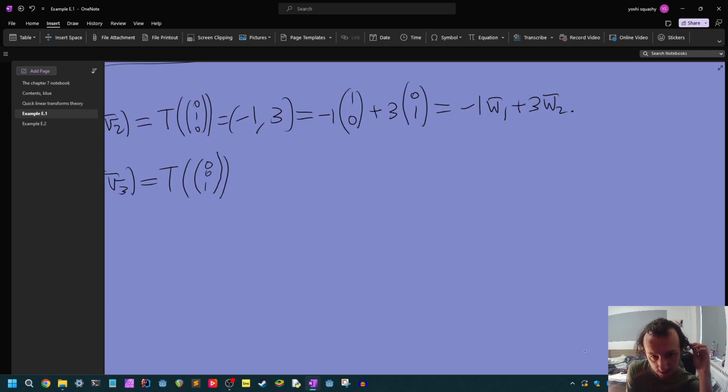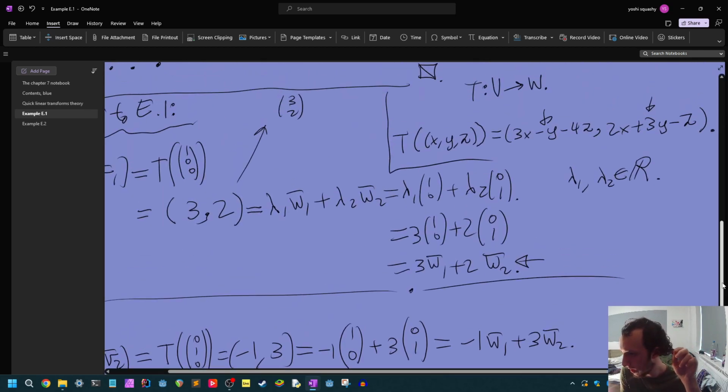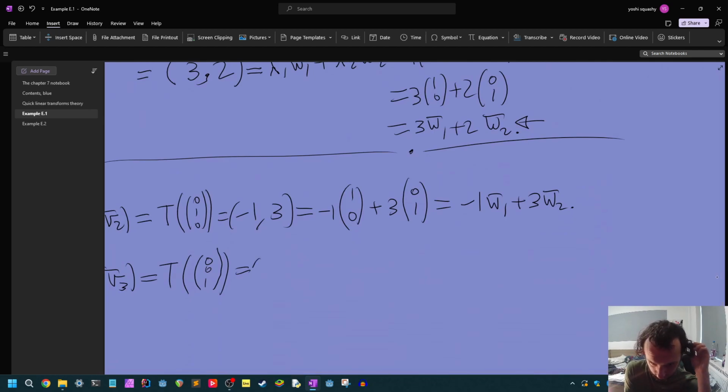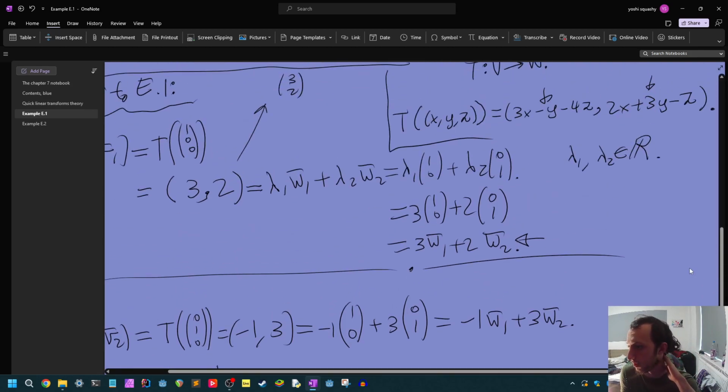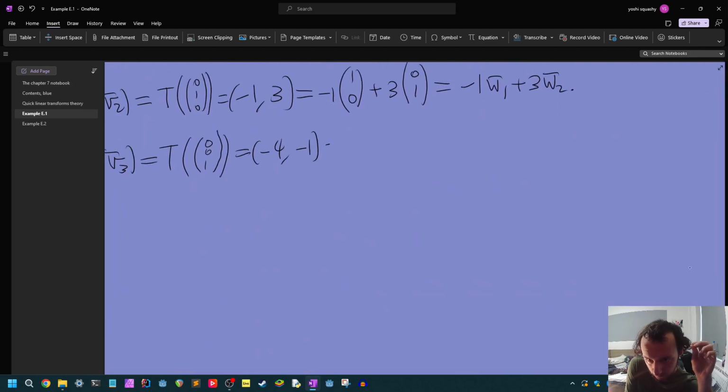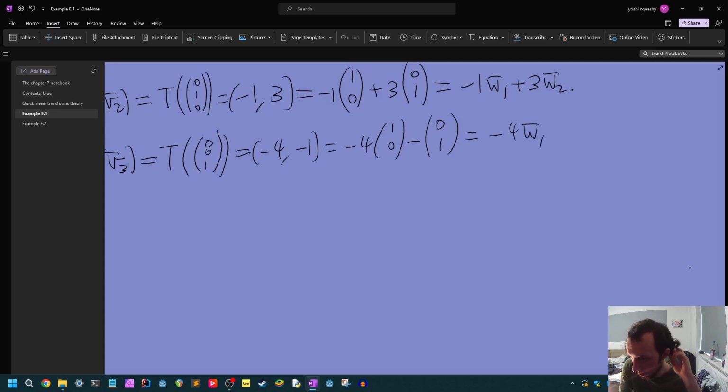So T of V3 is T of 0, 0, 1. That's the coefficients of z, so it's minus 4, minus 1. So what happens when you substitute 0, 0, 1 into our definition for T? Minus 4 with 0 coefficient, minus 1, equals minus 4 times 1, 0, minus 0, 1, equals minus 4 W1 minus W2.